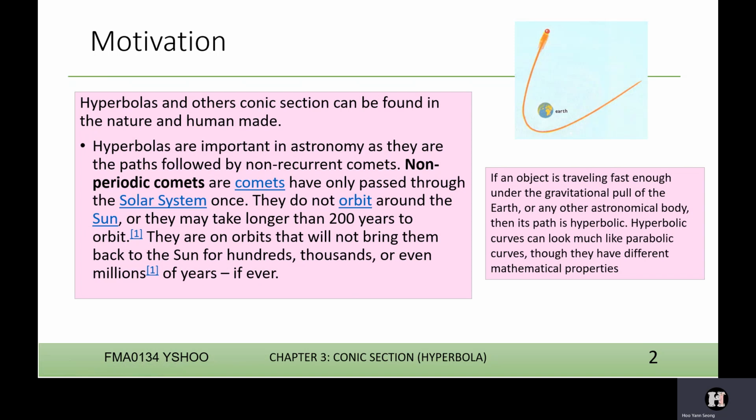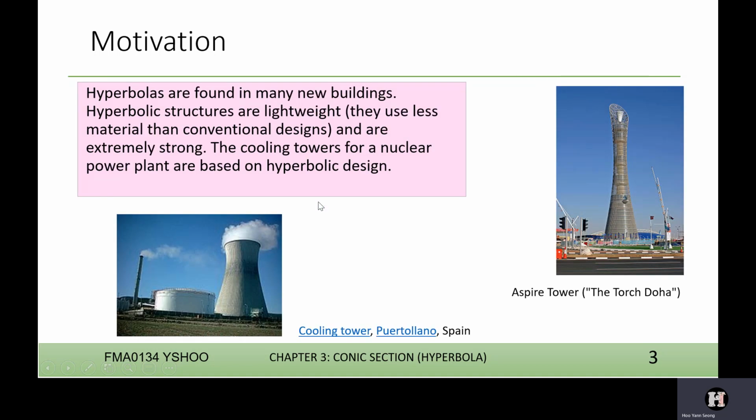This is called non-periodical comets. Then in human-made buildings, such as these two nuclear buildings, the hyperbola structures are said to be very lightweight. They use less material and they are extremely strong. Some of the nuclear power plants are using the hyperbolic design.